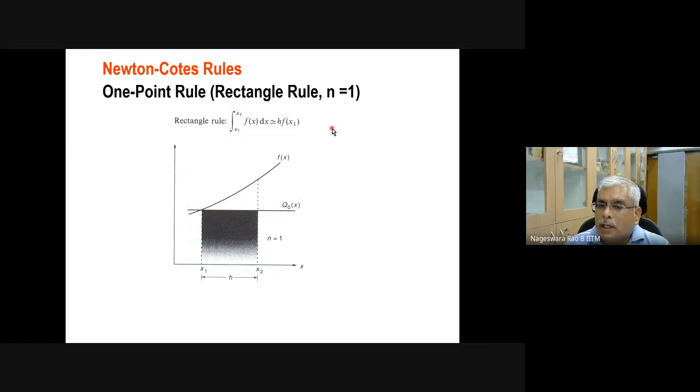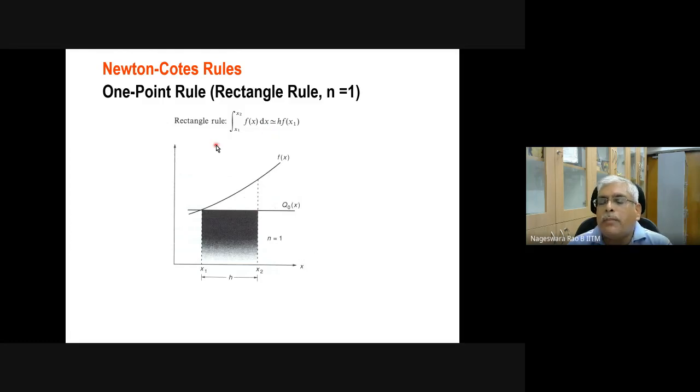So now coming back, any questions here? Any questions? This rule is called the rectangle rule because you are basically evaluating the area of a rectangle. So let me summarize. In the rectangle rule, you are evaluating the function at a point. That point can be either the lower limit or the upper limit. It doesn't matter. And multiply with the distance between the 2 points.